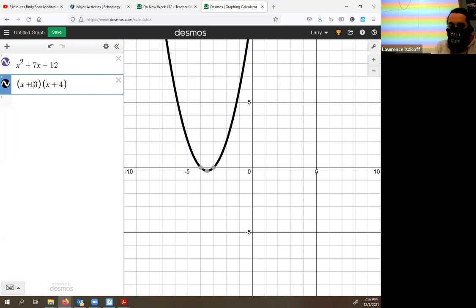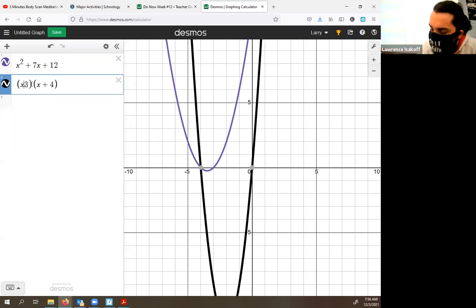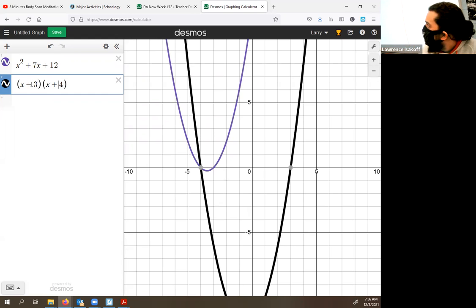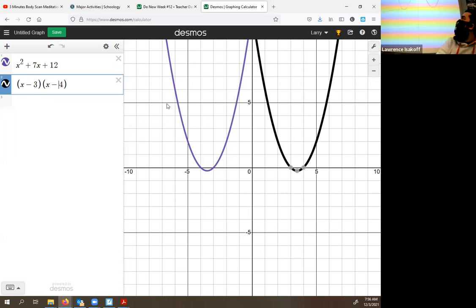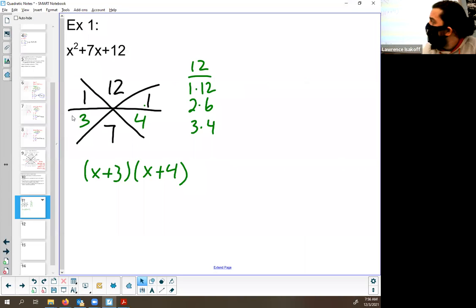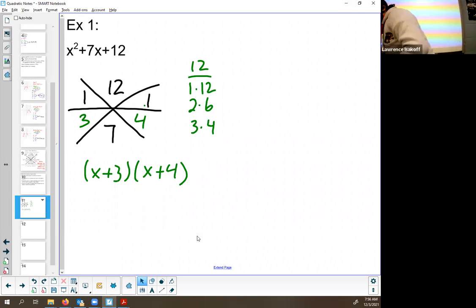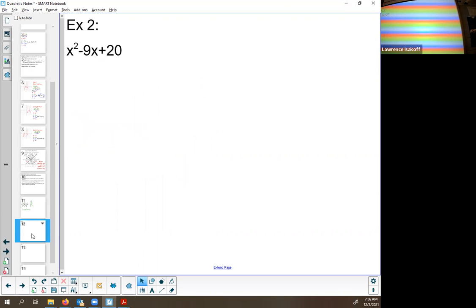If I accidentally mess up my signs, like -3 and -4, we notice again some similarity to the shape, but it's not in the right spot. So that's a way we can check ourselves. Right now, before we move on to example 2, do we have any questions on this first example? Okay. I know one's not enough for this, so let's take a look at the second one.